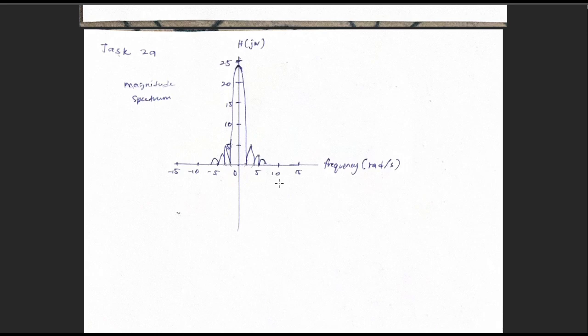For the next one, the graph will be like this. So this is what we got from MATLAB also. Frequency, H(jω). This is the magnitude spectrum.